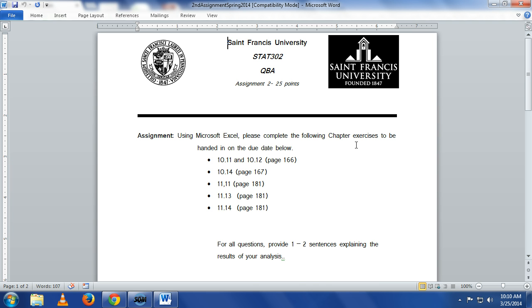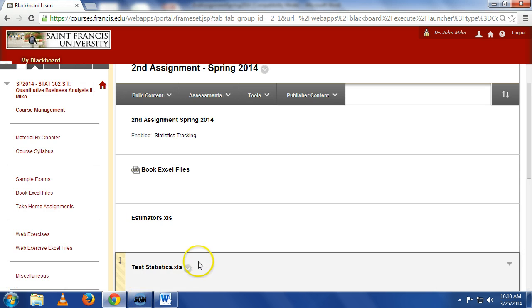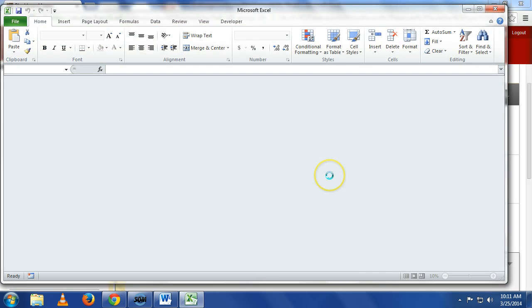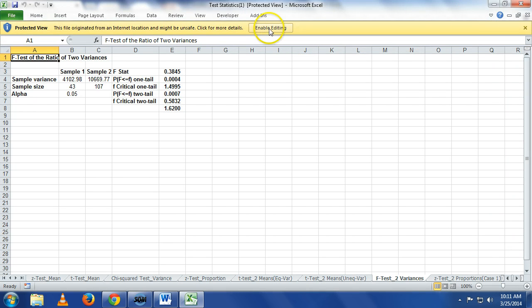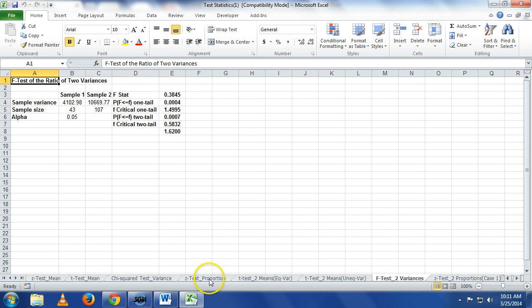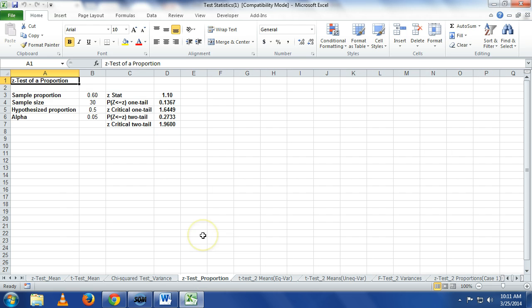So I'm looking for a hypothesis test of the proportion. So this is a hypothesis test. So what I'm going to look for is, hey, I need to use teststatistics.xls. Okay, that is all I use for hypothesis testing. There is one that says z-test proportion. Okay, z-test proportion. And here's what we need for z-test proportion. We need the sample proportion, we need the sample size, we need the hypothesized proportion, and we need alpha.